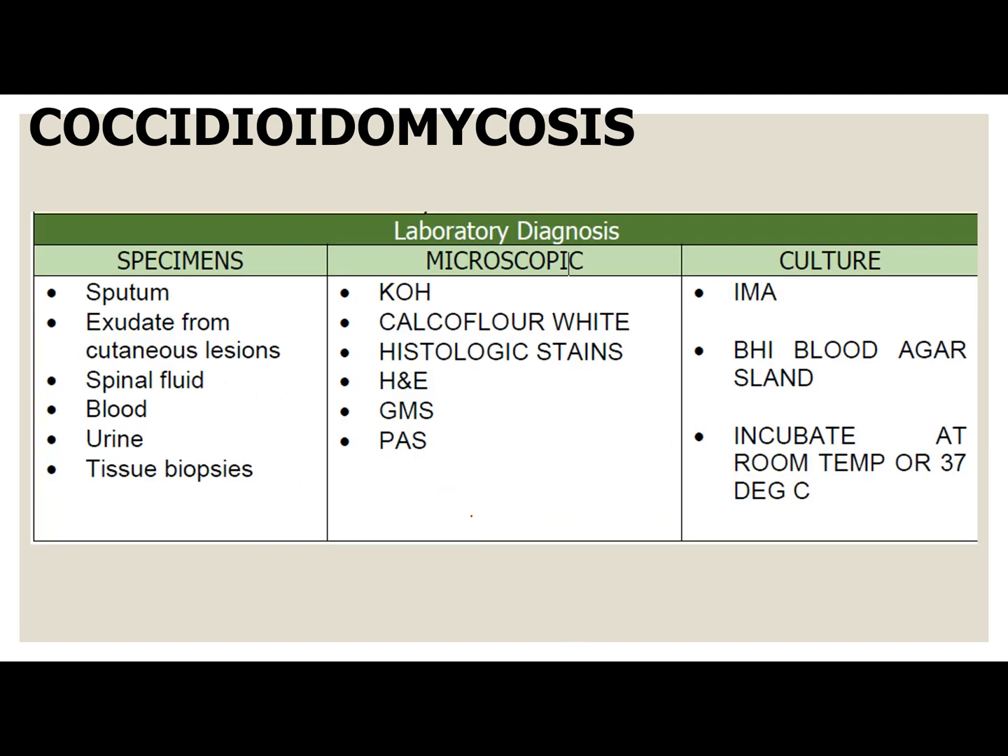Now, what are the lab diagnoses, class? Specimens would include sputum, exudate from cutaneous lesions, spinal fluid, blood, urine, and tissue biopsies. For the microscopic exam, you could use KOH, fluorescent stain calcofluor white, histologic stains such as hematoxylin and eosin, Gomori methenamine silver, and periodic acid-Schiff stain. For the culture, you could use inhibitory mold agar and BHI blood agar slant. This is a slant, class. Incubate at room temperature or 37 degrees. IMA is for the mold. BHI blood agar slant is for the yeast. So take note of that.